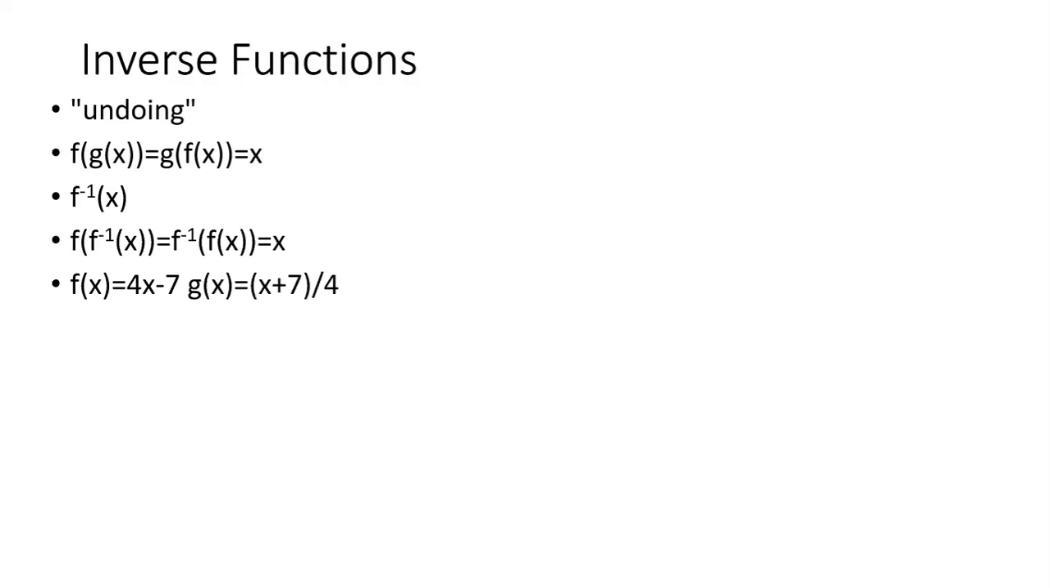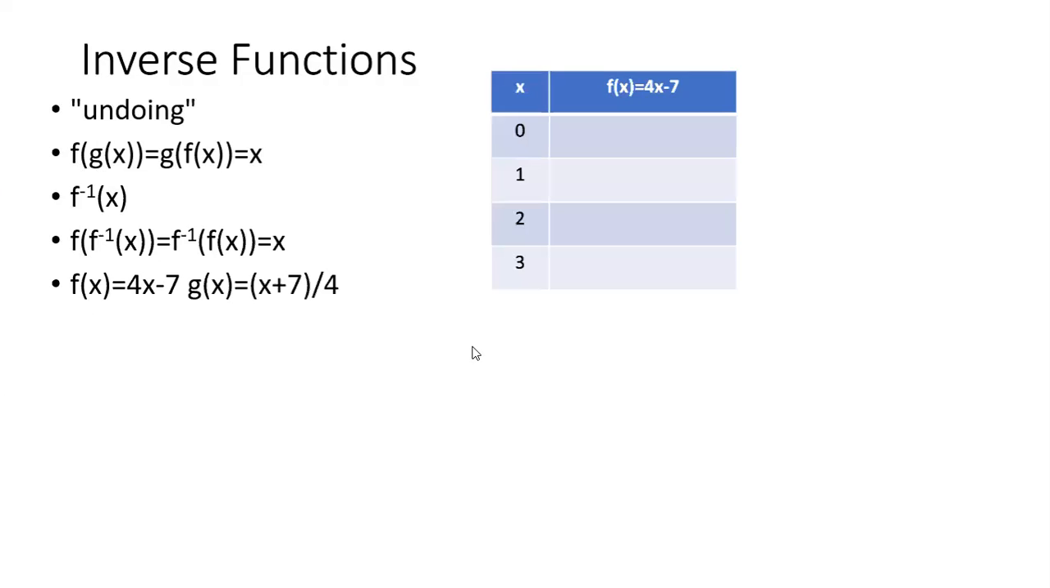Okay, so let's take a look at two functions. We have this function f of x is equal to 4x minus 7, and g of x is equal to x plus 7 divided by 4. And we're going to take a look at demonstrating that they're inverse functions numerically as well as algebraically. So let's start with numerically.